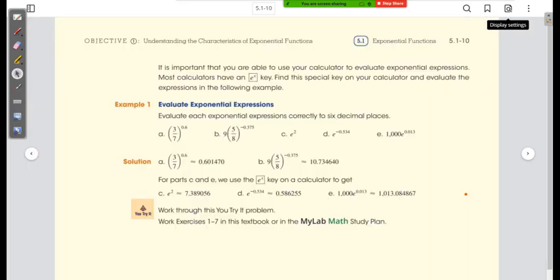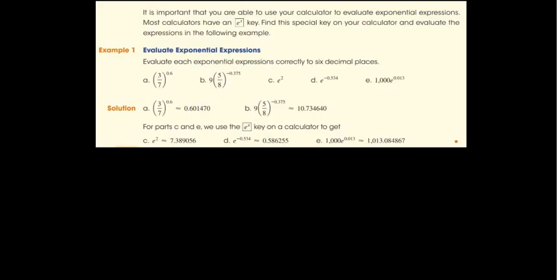Now for the easiest thing we're going to do today. I'm just going to snip all of this because this is a calculator problem. It reads, it is important that you're able to use your calculator to evaluate exponential expressions. Most calculators have the e to the x key. Find the special key on your calculator and evaluate the expressions in the following examples. So basically, just do as it says, calculate it, and see if you can get the correct answers here.